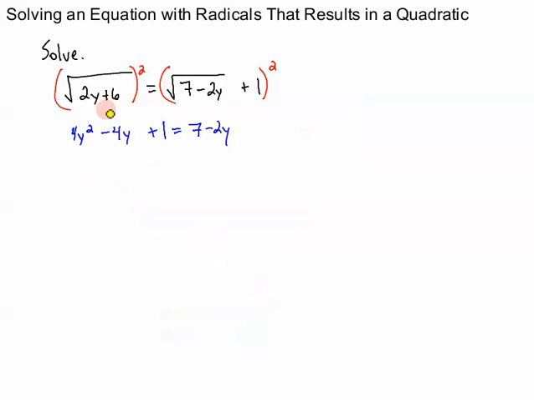Now this is what we call a quadratic equation because one of the variables is squared. So I need to get one side equal to 0. So I'll move everything over to the left. That means I need to add 2y to the negative 4y and get negative 2y. I need to subtract this 7 from the 1, and that gives me negative 6. Now I'm going to factor the left side. There's a common factor of 2, so I could factor the 2 out, or I could divide both sides by 2.